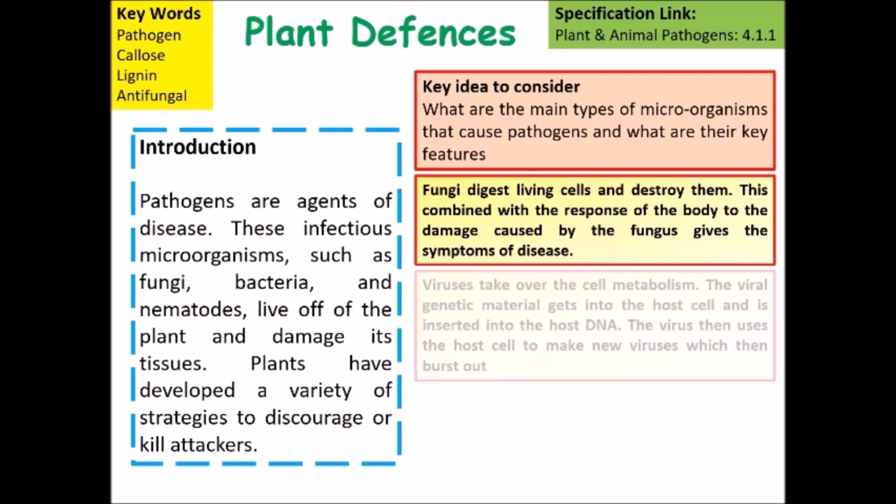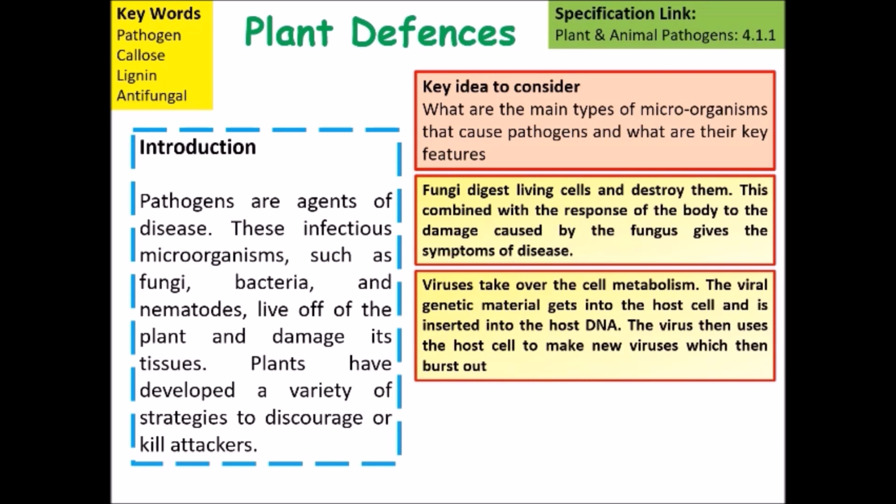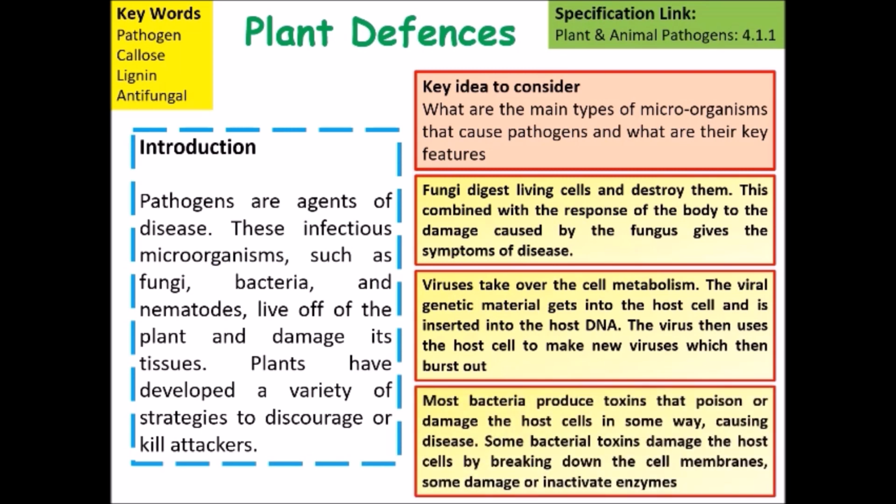You can have viruses, which take over the metabolism of a cell. The viral genetic material gets into the host cell and inserts itself, causing the virus to be replicated within the cell. And finally, bacteria will infect plants. They produce toxins which damage plant cells, particularly affecting the cell membranes and cell walls, and damaging or inactivating enzymes within the cells.